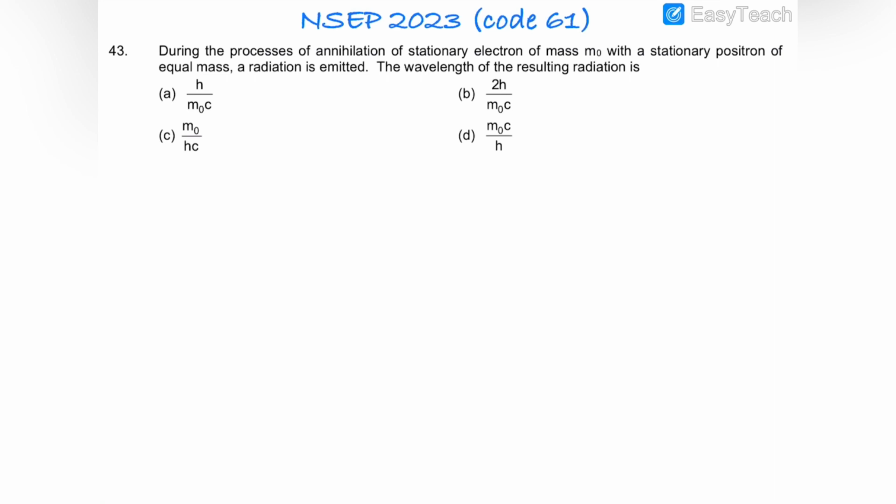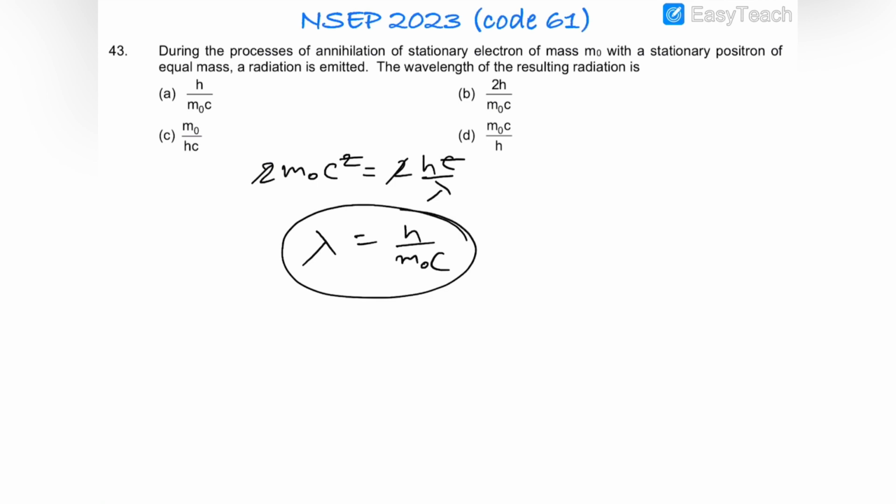So let us suppose that only 2 photons are emitted, and in this case the energy of both of them is 2m0 c square, and the energy of 2 photons is 2hc by lambda. So we need to find out lambda. So lambda is equal to h by m0 c. So the correct answer is A. Now we move on to the next question.